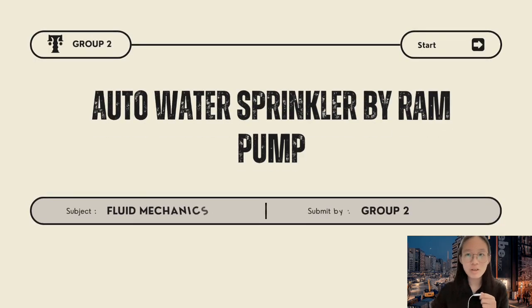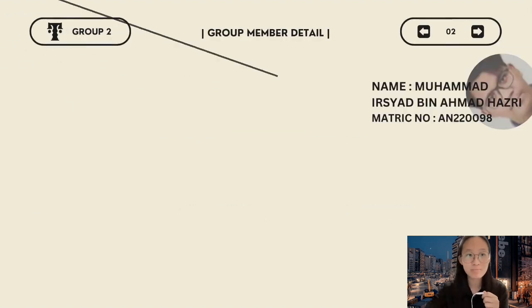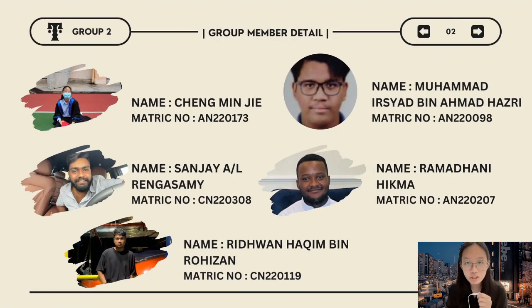Good morning. We are from Group 2 and we're going to present our project, which is an auto water sprinkler using the ram pump. First, I'm going to introduce my group member details.